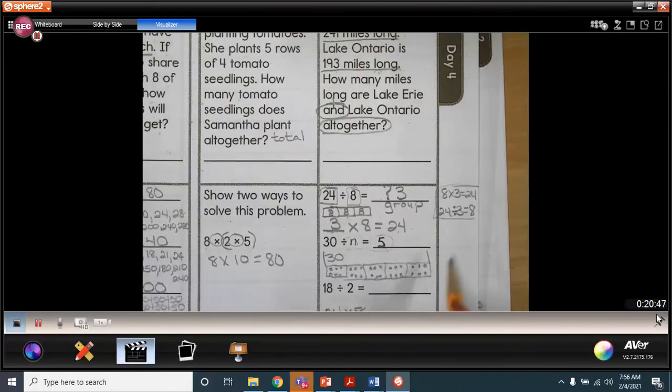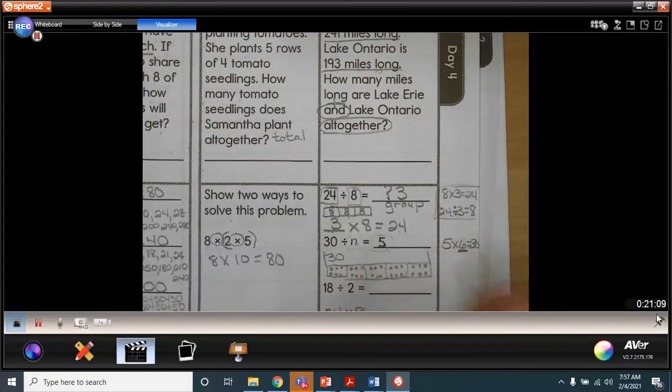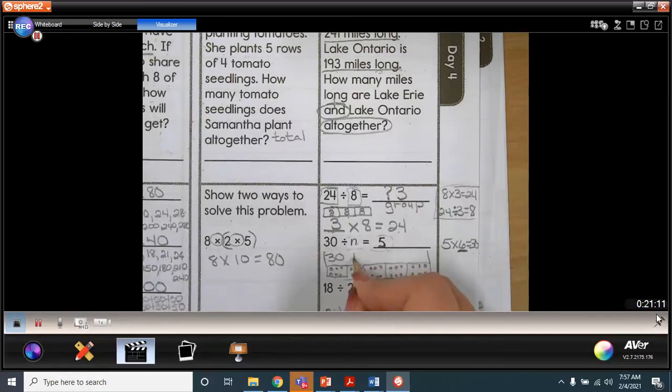5 groups of 6. So again, using what I know about multiplication, if I know my multiplication facts, if I take that 5 and I do know how many groups of 6 it takes to make 30, then I know that my multiplication can check my division. So n is going to equal 6.